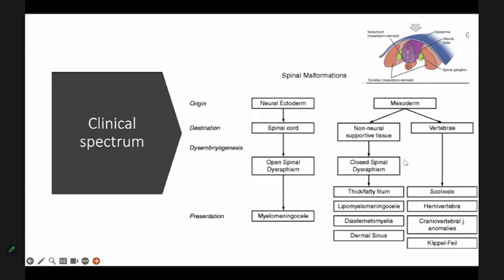Now I have already shown you three different clinical spectrums. The spina bifida occulta, that is what happens when there's a problem with the mesoderm, right? When the mesoderm is affected, you can have vertebral involvement. So you can have all these vertebral abnormalities. You can also have these other mesodermal structures being affected, right? Because the mesoderm forms the non-neural supportive tissues, any of those supportive tissues can show abnormality, right?